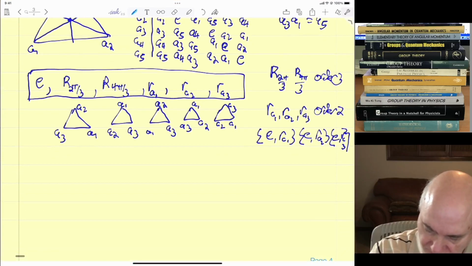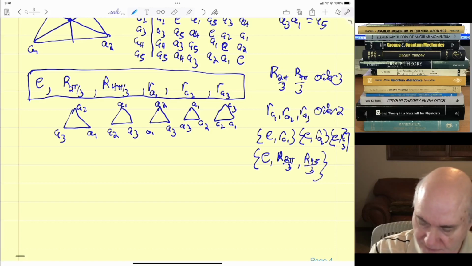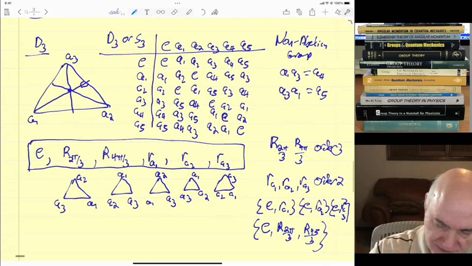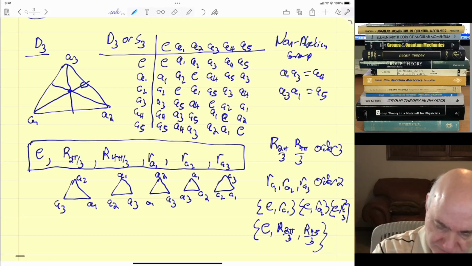We also have a subgroup R2 pi over 3, R4 pi over 3. Notice that the number of elements in each subgroup in case of the reflections is 2, which divides 6. In the case of the rotations is 3, which divides 6 as well. So you can start to see that this is sort of an interesting group. And we call it the dihedral group because it's got these two symmetries.